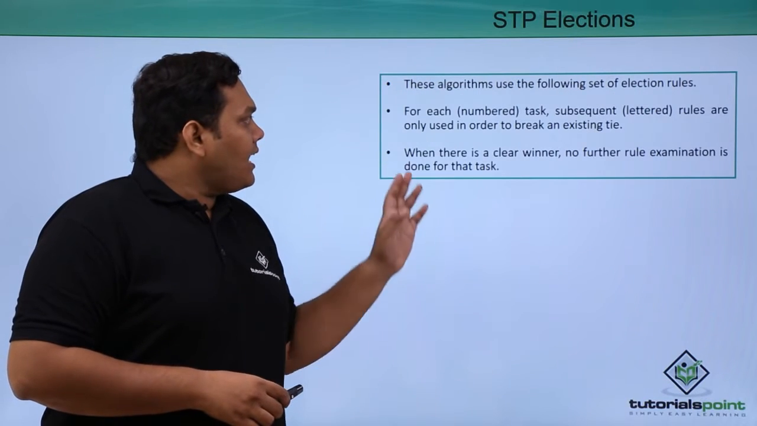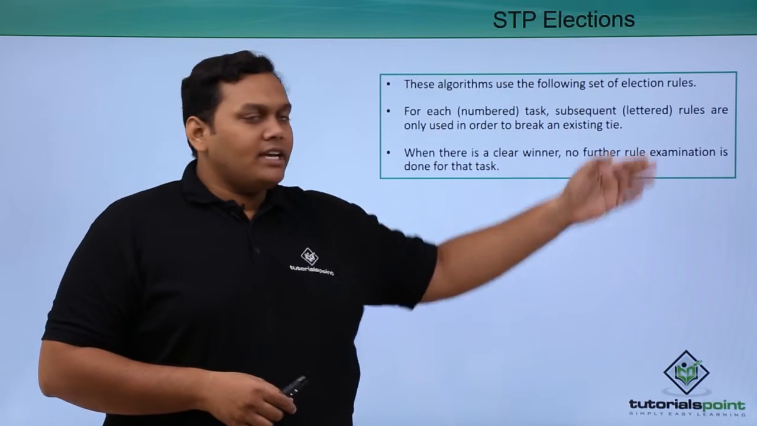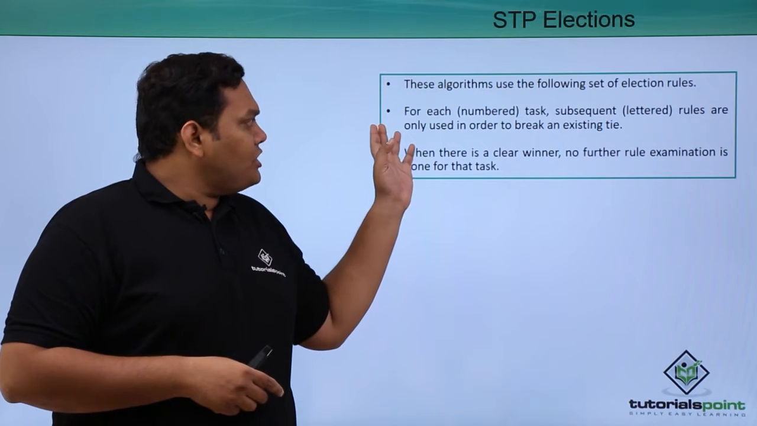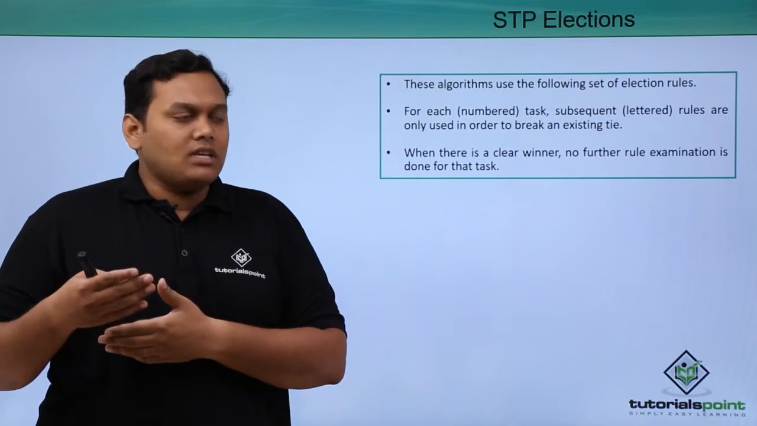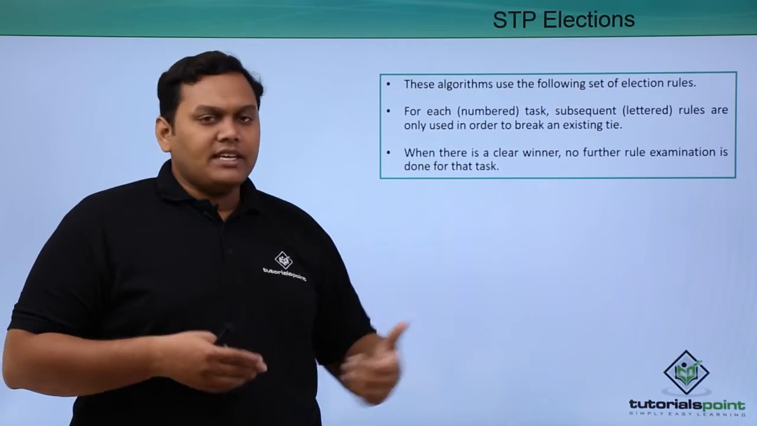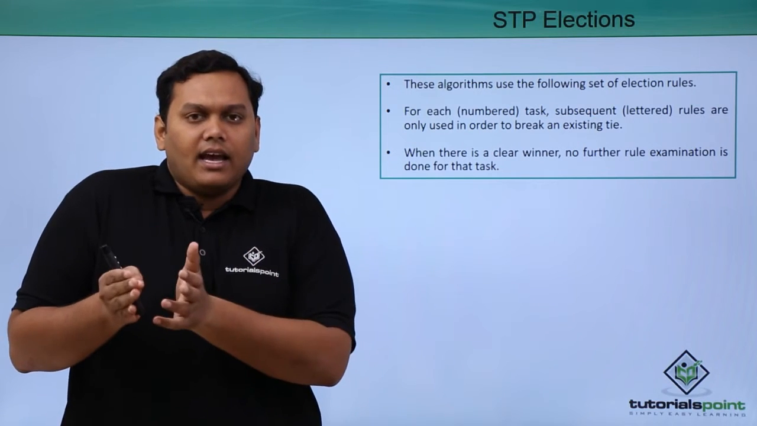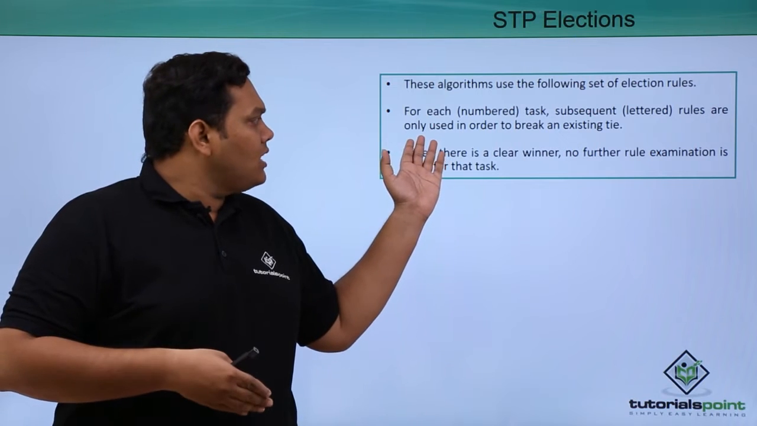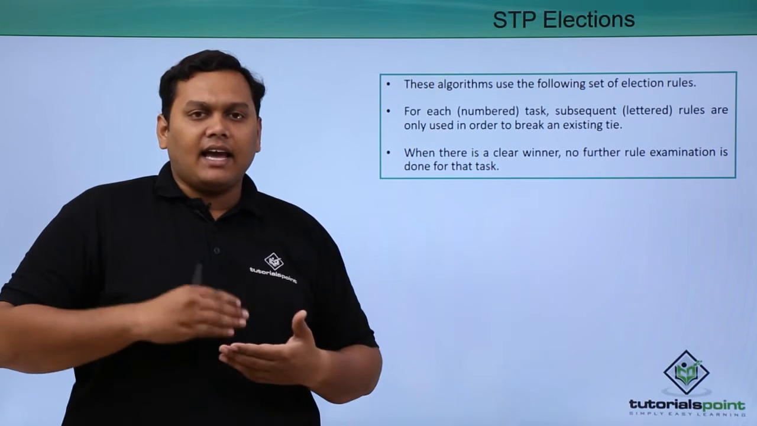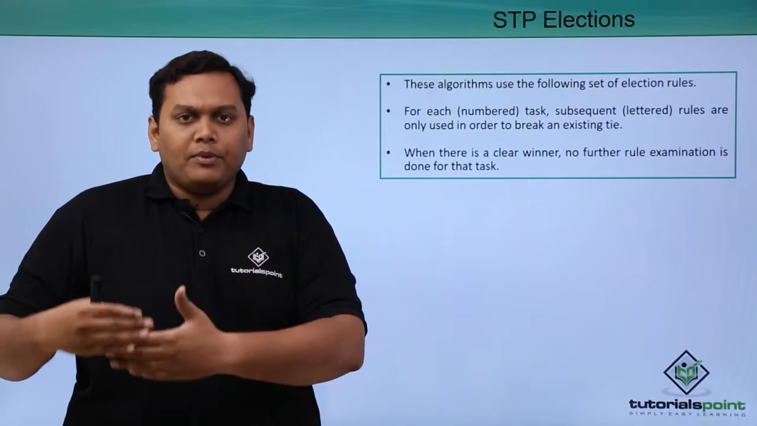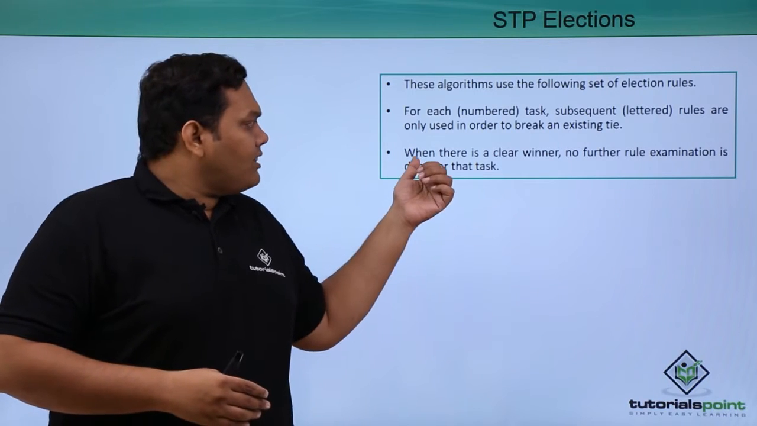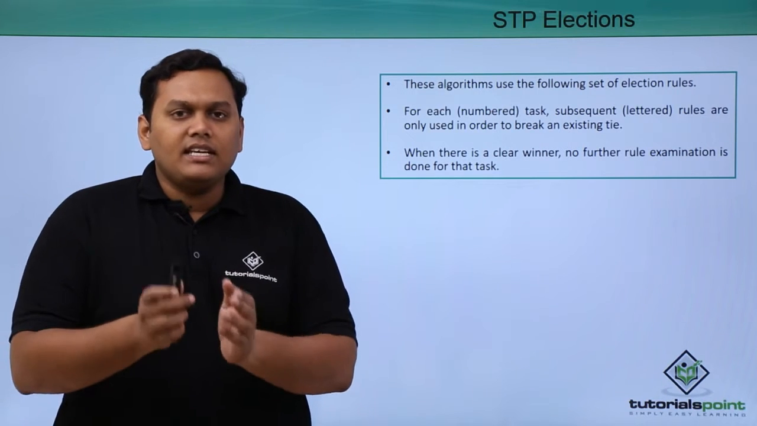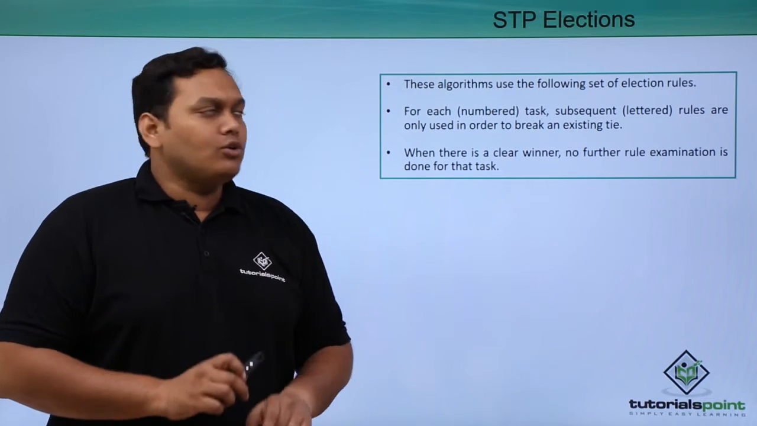These algorithms have the following set of election rules. So, what are these election rules? Each rule and the subsequent lettered rules are only used to break an existing tie and show the prevailing one. And when there is a clear winner, no further rule examination is required.